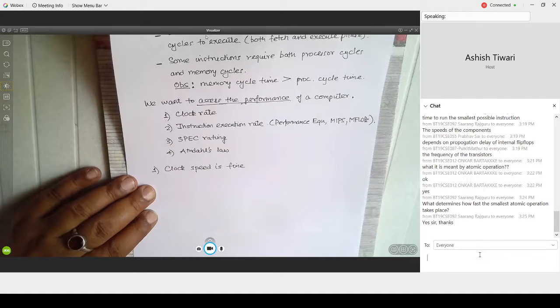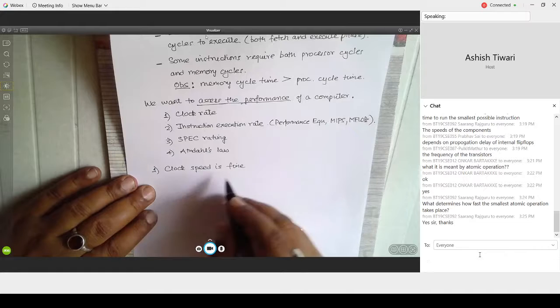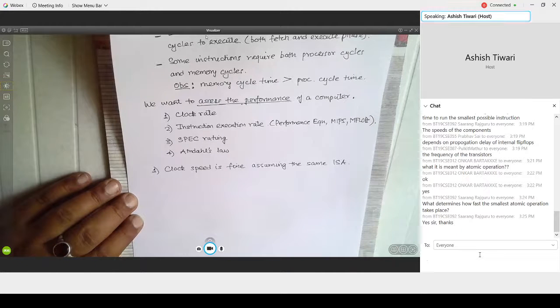But clock speed is fine assuming the same ISA, right? What do we mean by this? It means that if somebody has two different processors and both the processors have the same architecture, then a processor which has a higher speed is certainly faster, right? A processor which has a higher speed is certainly faster.